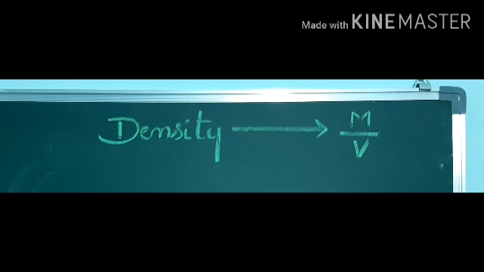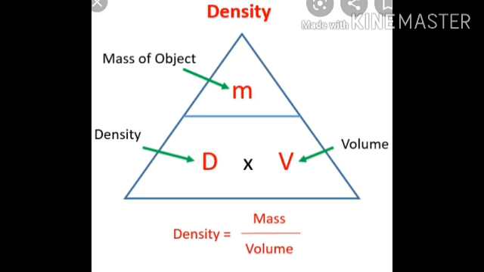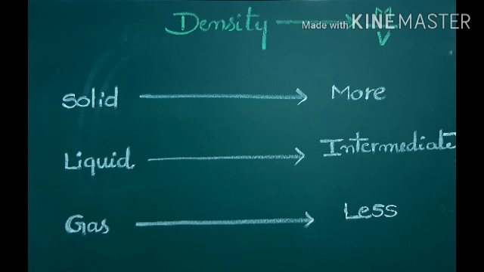And density. What is meant by density? We already know the definition: mass per unit volume is known as density. Density equals m by v. Here one thing you have to keep in mind: more mass, more density; less mass, less density. Because of this property, solids have a high mass. That's why more density takes place for solids and less density for gases.